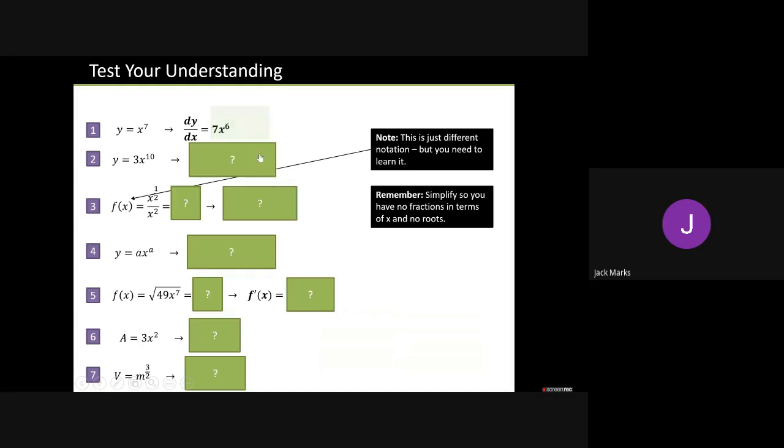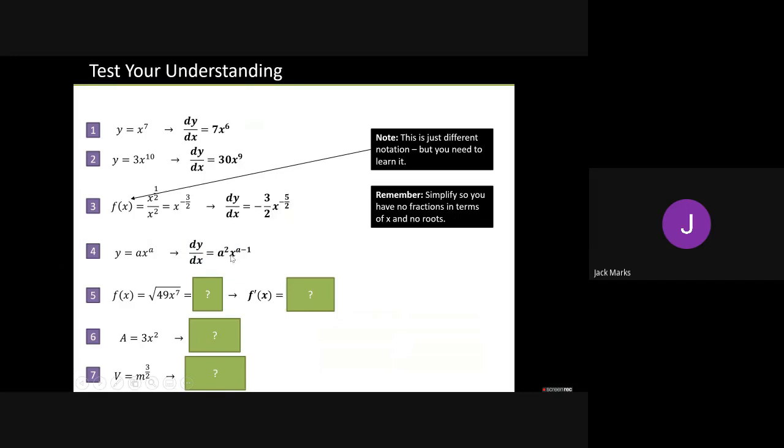So 7x to the power of 6, 30x to the 9. Simplify this. So a half minus 2 is minus 1.5. It is easier, though, to keep things as fractions normally at A level. So we keep it as a fraction, something like this. A is just a number, so bring the number down, a times a, and decrease it by 1. Don't be put off by unfamiliar situations, just stick to what you know.